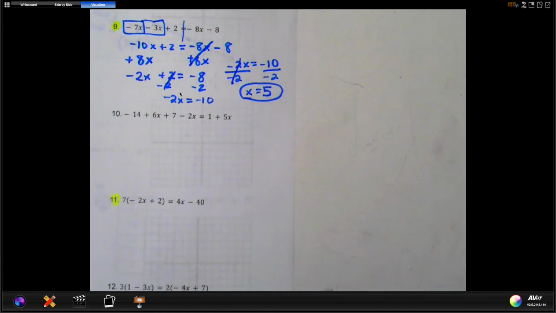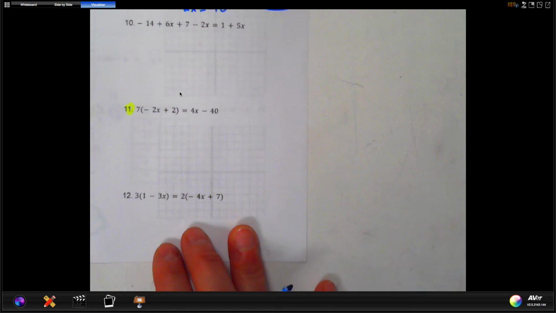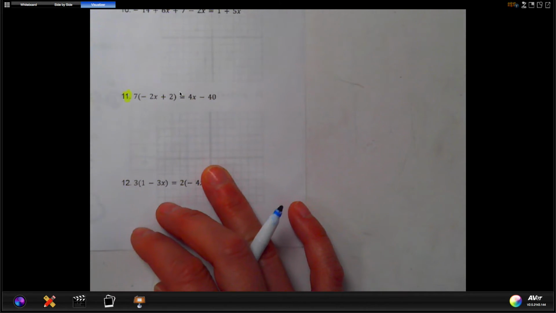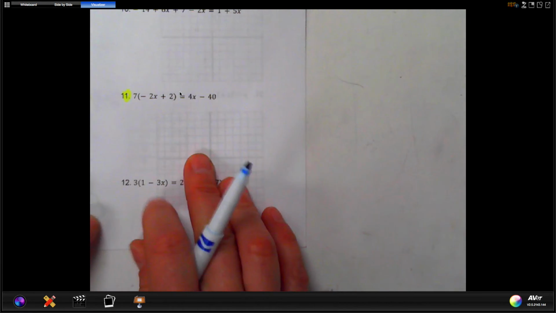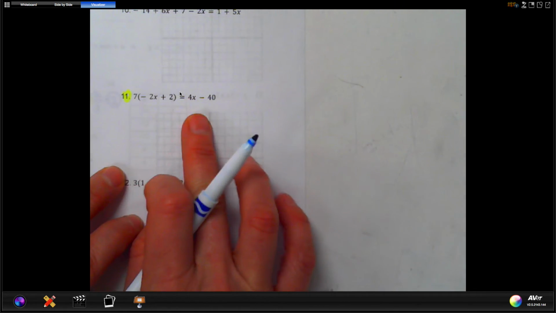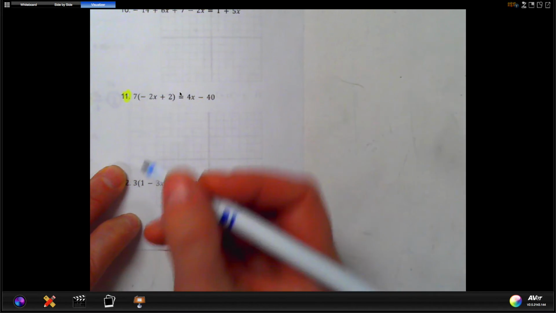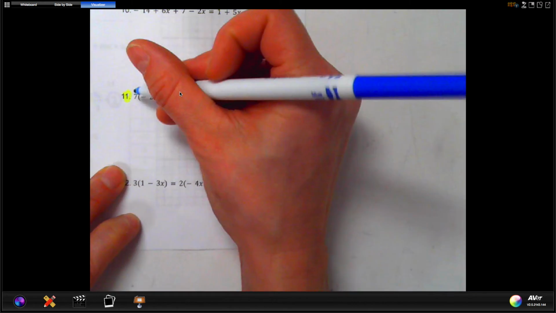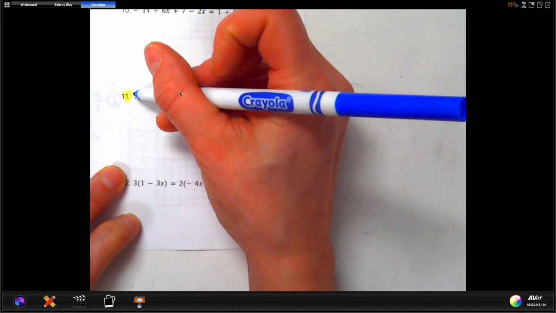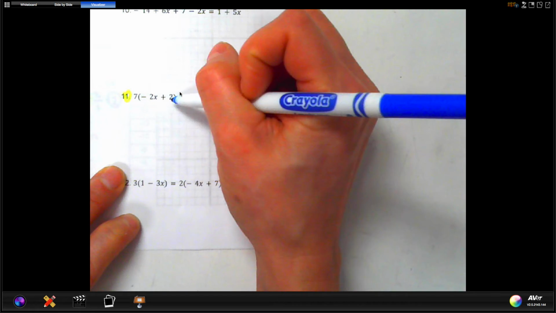Okay, and the last one we'll do together on the video, if you slide down, would be number 11. And the last thing to remember is, what do we do when we have parentheses? So this one is similar to the one above, except there are parentheses in it. So before we can do any canceling, we need to distribute, okay? So remember, distribute means take the number on the outside of the parentheses and multiply it by each number inside.